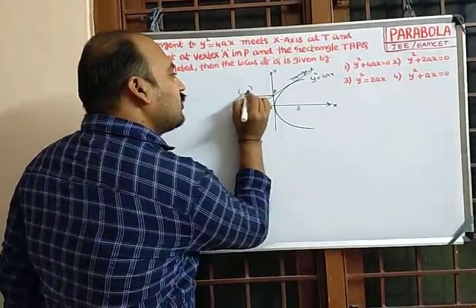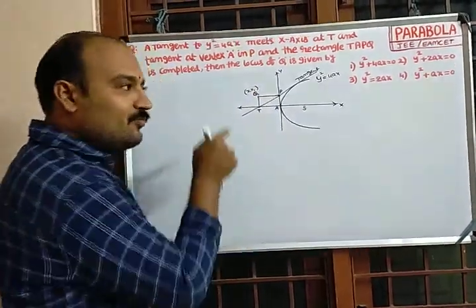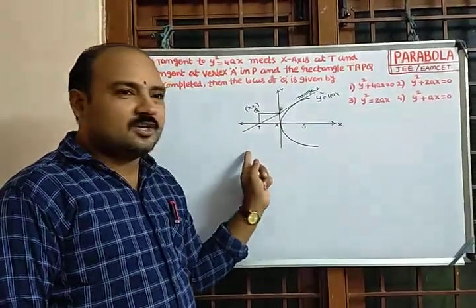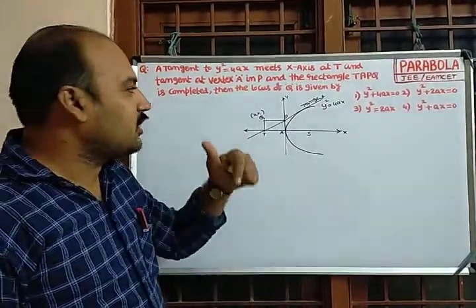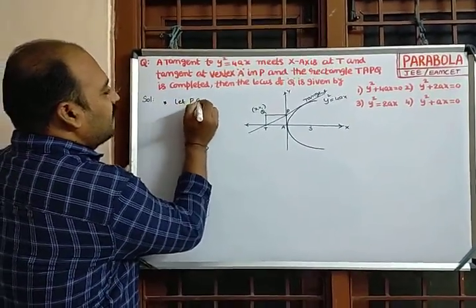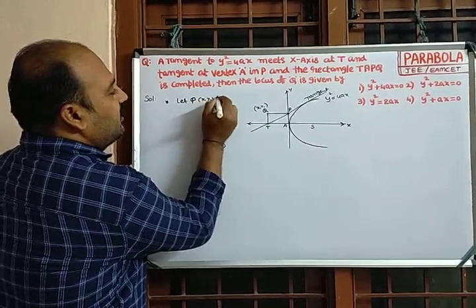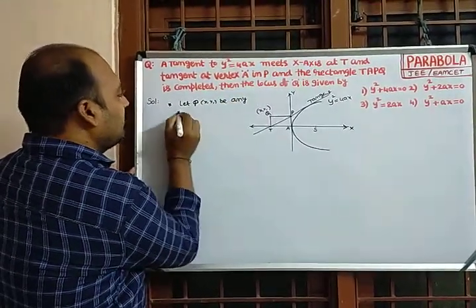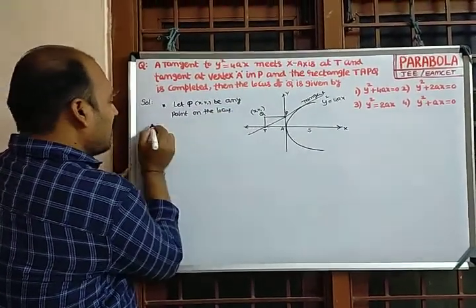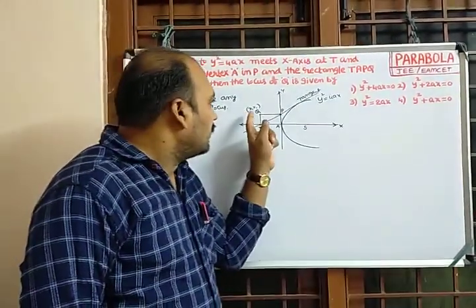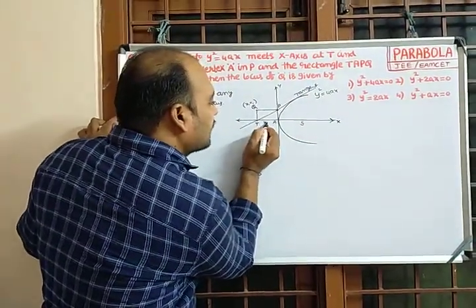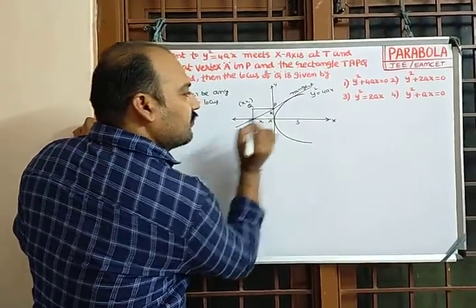Locus of Q means we have to assume that x1, y1 is the locus point. Generally, this point belongs to the second quadrant according to observation. But don't think that way; whenever you are assuming a locus point, always take x1, y1. So first, let Q of x1, y1 be any point on the locus. After that, here x1, y1 is there, meaning from here to here the x coordinate is x1, from here to here it is y1.